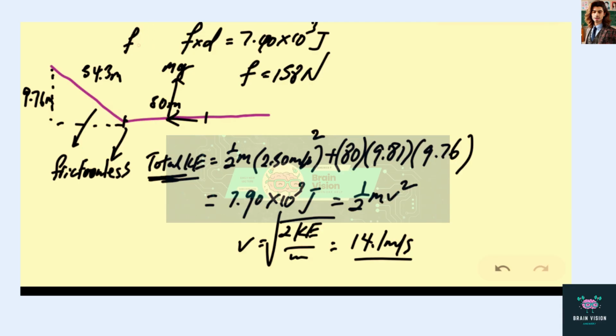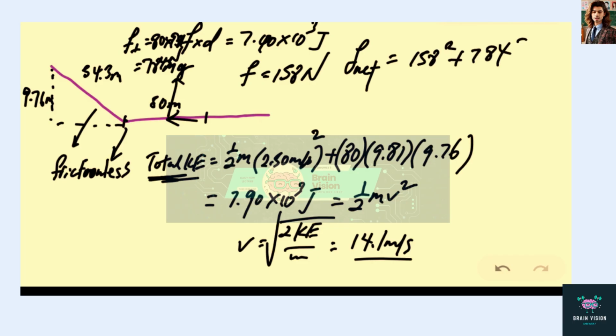So the perpendicular force is 80 times 9.81, which gives us about 784 newtons. So the net magnitude of the force exerted by the water is the square root of 158 squared plus 784 squared, by Pythagoras' theorem, right? Let me take the square root to get about 800 newtons.